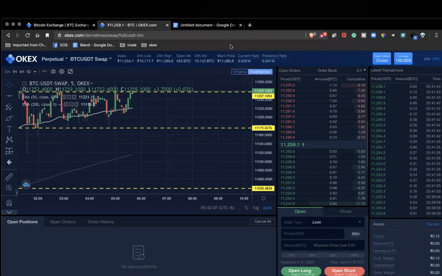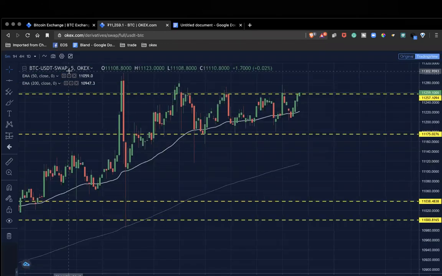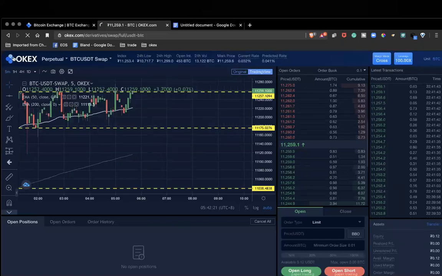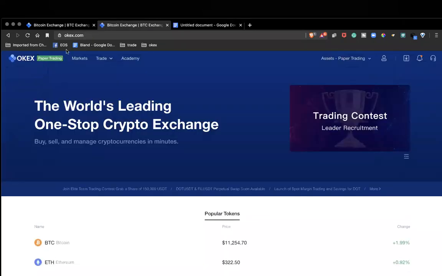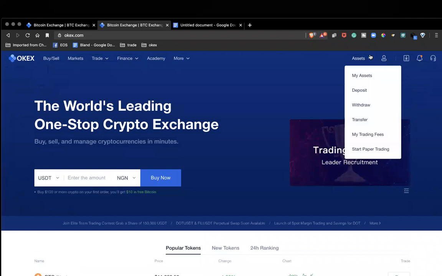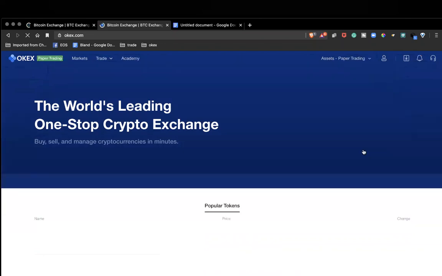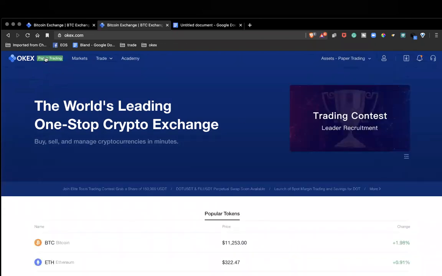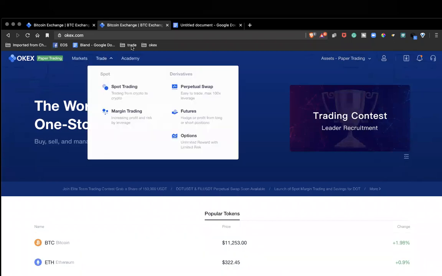Sorry, please, before we go, can I ask a question? Okay. On this OKEx, how do you know if you're in your live account or the demo account? Let's go back home. When you go back home, you see now it says paper trading. If you want to go to the live account, you come here and click on trade in real markets. And if you want to go to paper trading, come to access again, and then click on paper trading. And then you get this green signal. I'll show you that you're in paper trading.